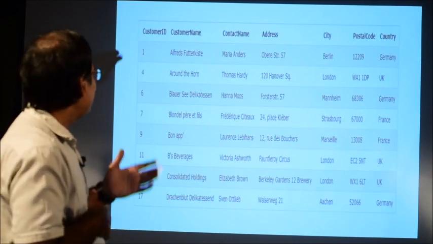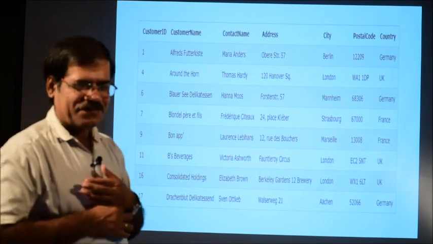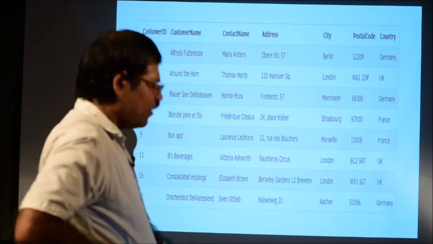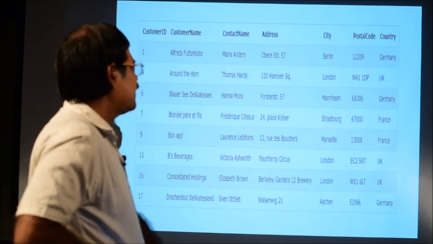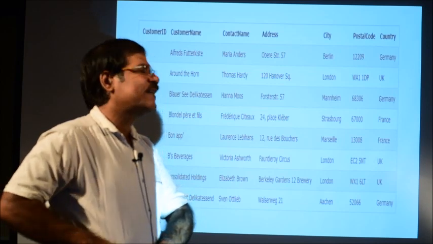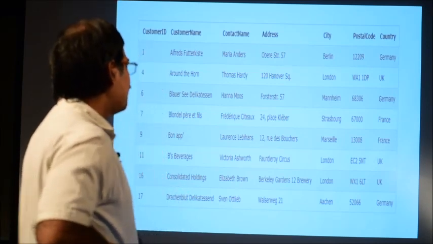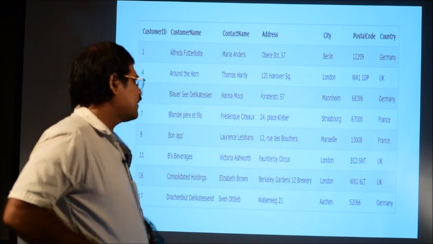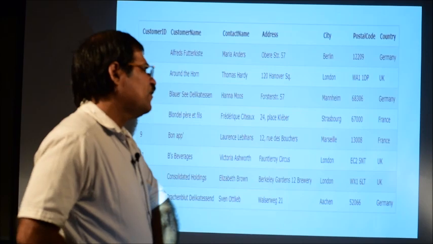Similarly, customer 2 is not selected, customer 3 is not selected, but customer 4 is selected, because customer 4 belongs to the UK. In my IN clause I have written Germany, UK and France. UK is already there, so that record is also selected.